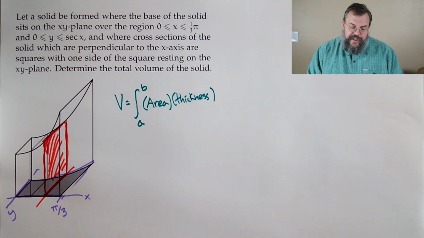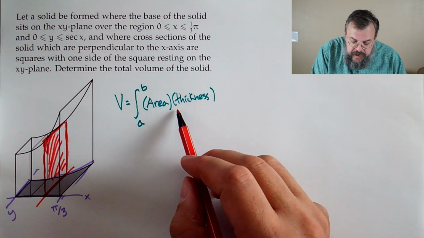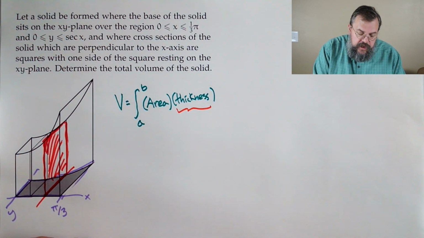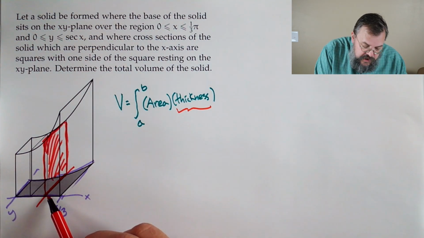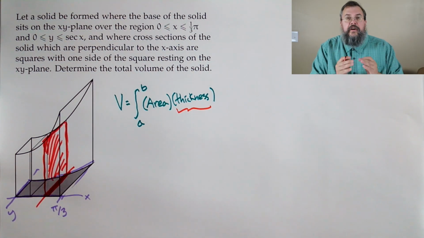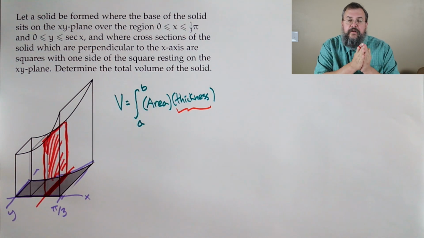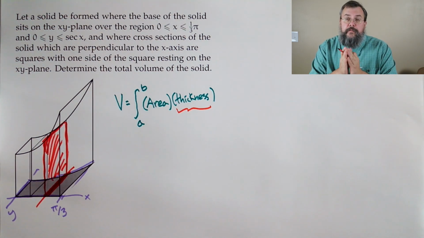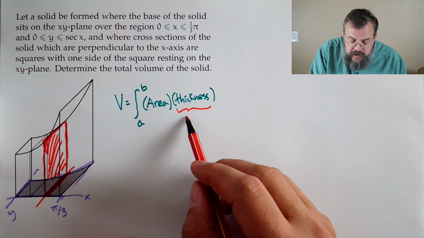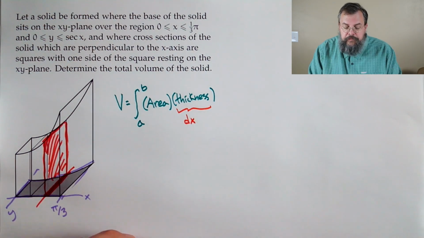Okay, so let's think about it. Our thickness is usually pretty easy. We think about, what does our thickness mean? Well, in terms of the picture, we're just perturbing our cross-sections. Our cross-sections are perpendicular to the x-axis. So we want to move along the x-axis. It's the x-axis that's going to perturb. So the thickness is a dx.